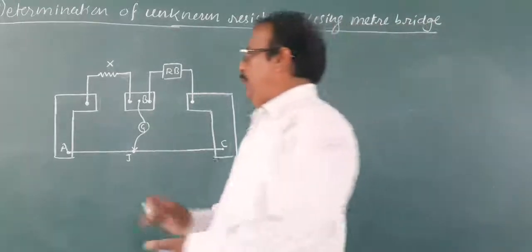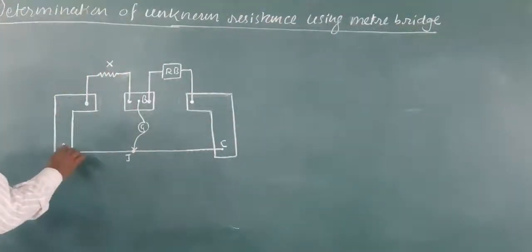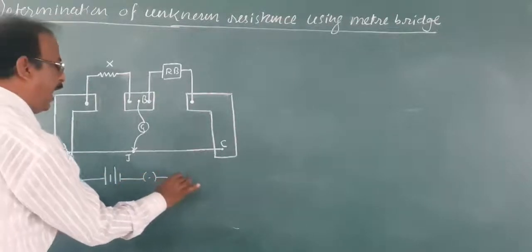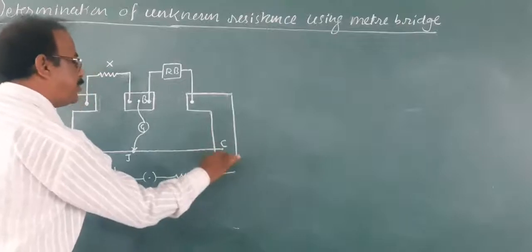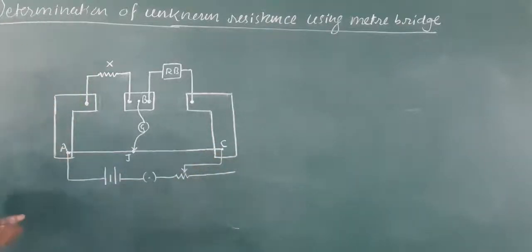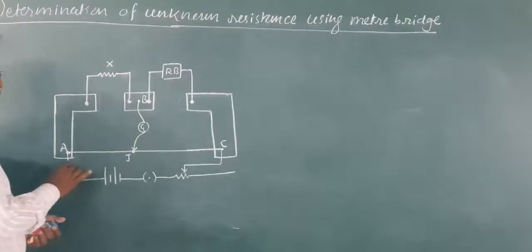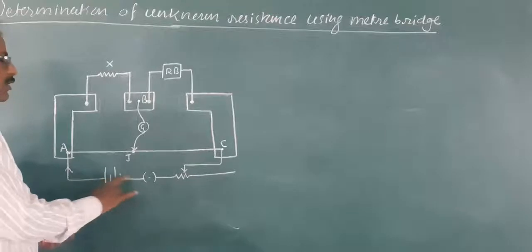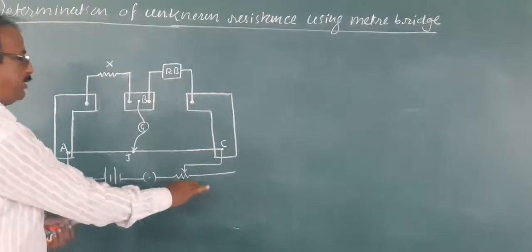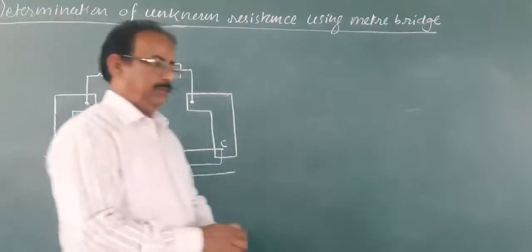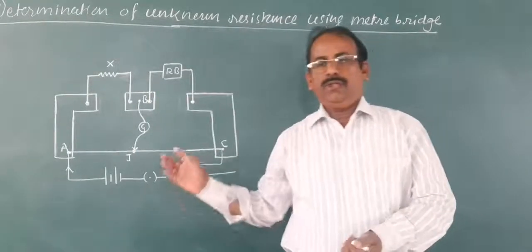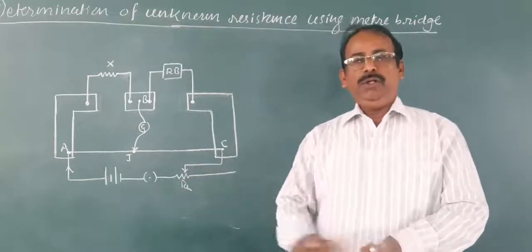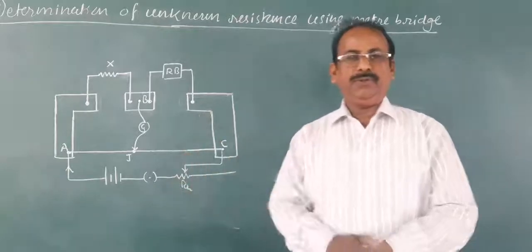In this meter bridge, current is allowed to pass with the help of a battery which is connected in series with key and rheostat as shown in figure. This type of construction is there. This is meter bridge. It works on the principle of Wheatstone's network.